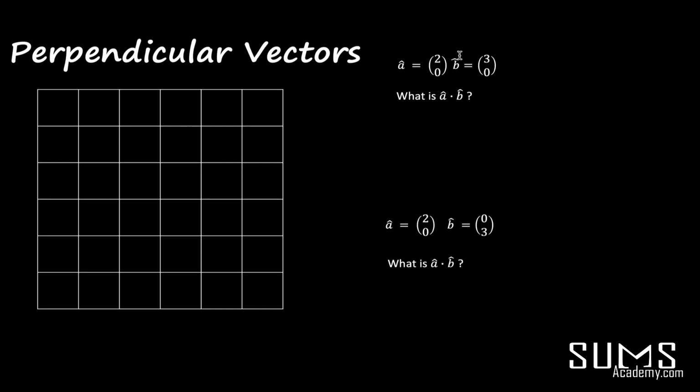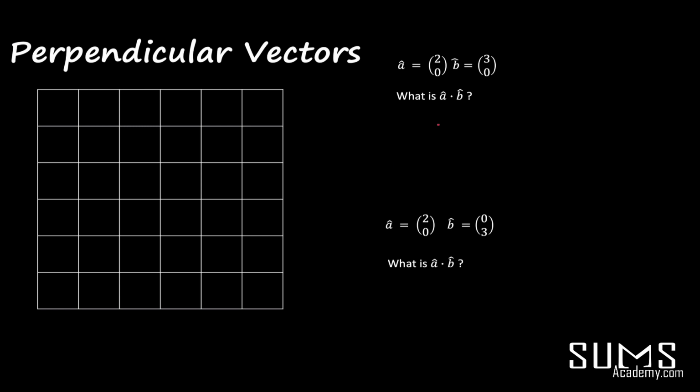So in this lecture, we're going to be looking at perpendicular vectors. This is when two vectors are perpendicular to each other, which means they are at right angles to each other. So let's try and visualize this and explain what is interesting about perpendicular vectors.